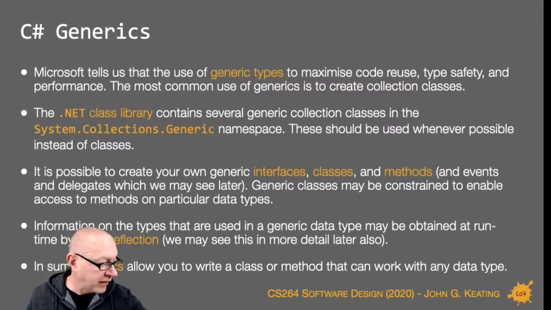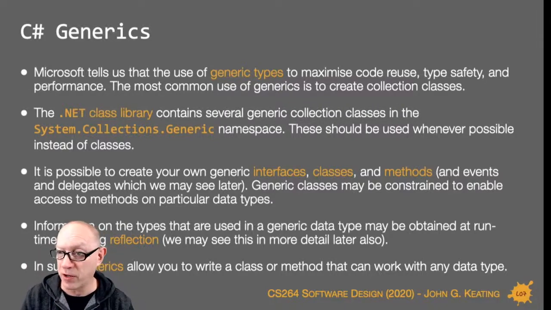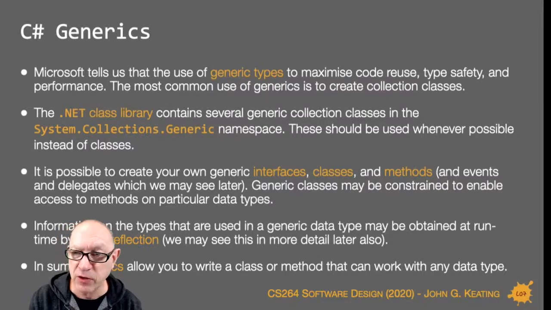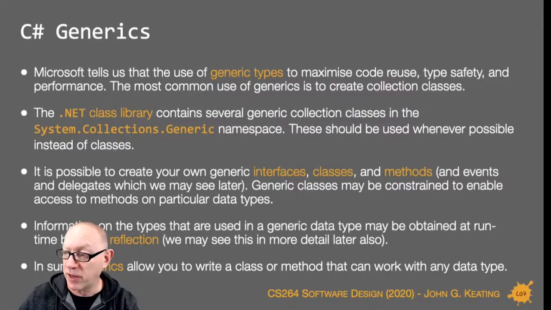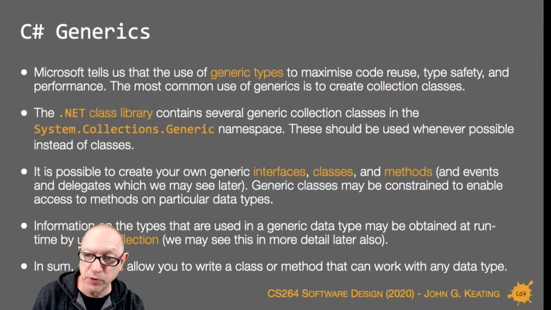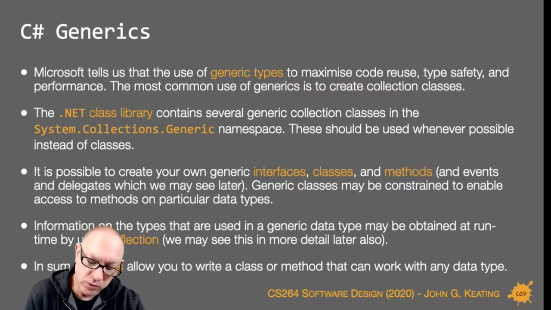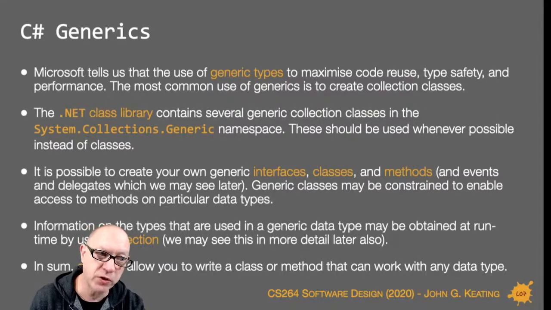And I guess with classes and structs, performance, as I mentioned earlier, is always important. But the most common use of generics is to create collection classes. So the .NET class library contains several generic collection classes in the System.Collections.Generic namespace, and they should be used whenever possible instead of writing your own classes. So in other words, don't write your own, use the ones that are there. The only reason you want to write your own is if you really want to understand how something works.